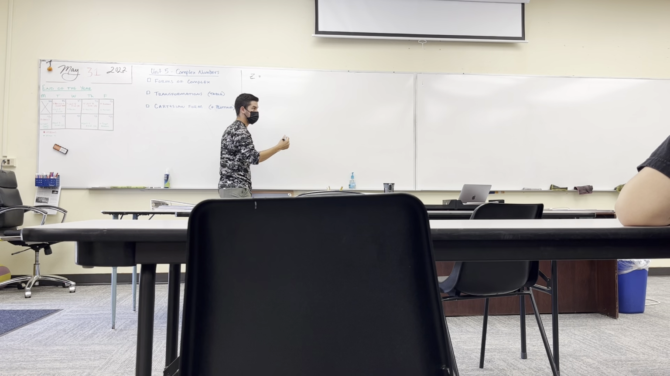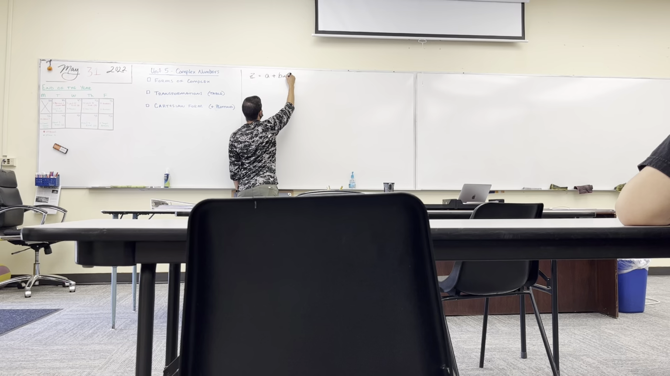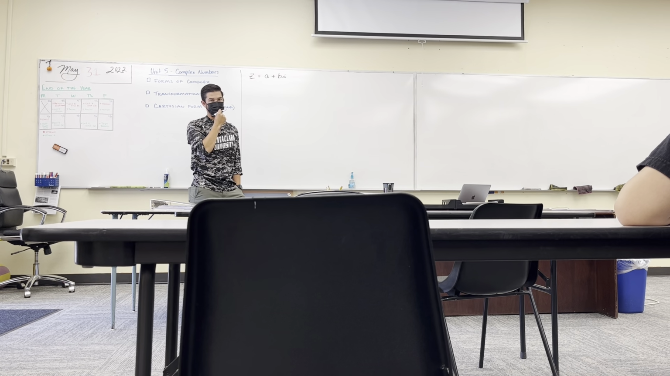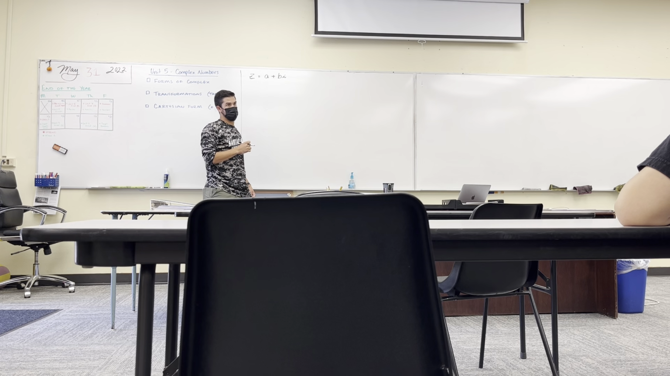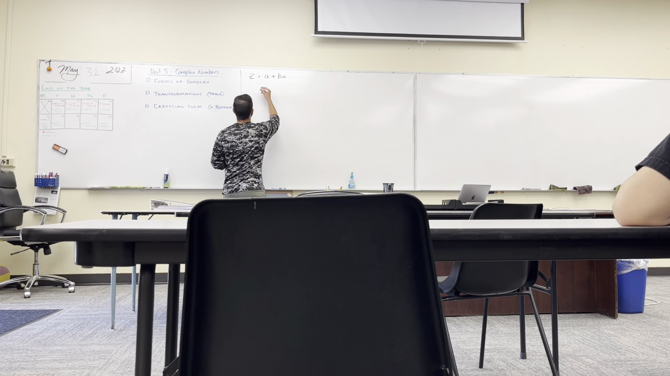in the form of some A plus BI. Kind of our root of complex numbers. Anybody remember what form that's called? Yeah, Cartesian form. So I'm going to try and use a different color here so we can see it.